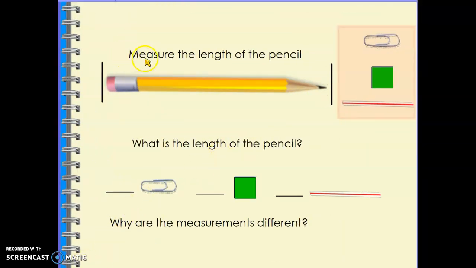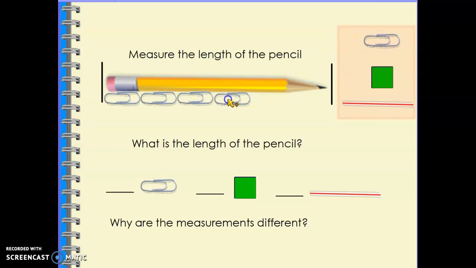Alright, let's take a look. It says measure the length of the pencil. Here we have one end to the other, and for this one we're going to estimate. So it's going to be about, okay? If I did this, what's wrong with that? I have a big gap. I cannot do that. If I did this, it's still not correct because I'm overlapping. I want my objects to be end to end.